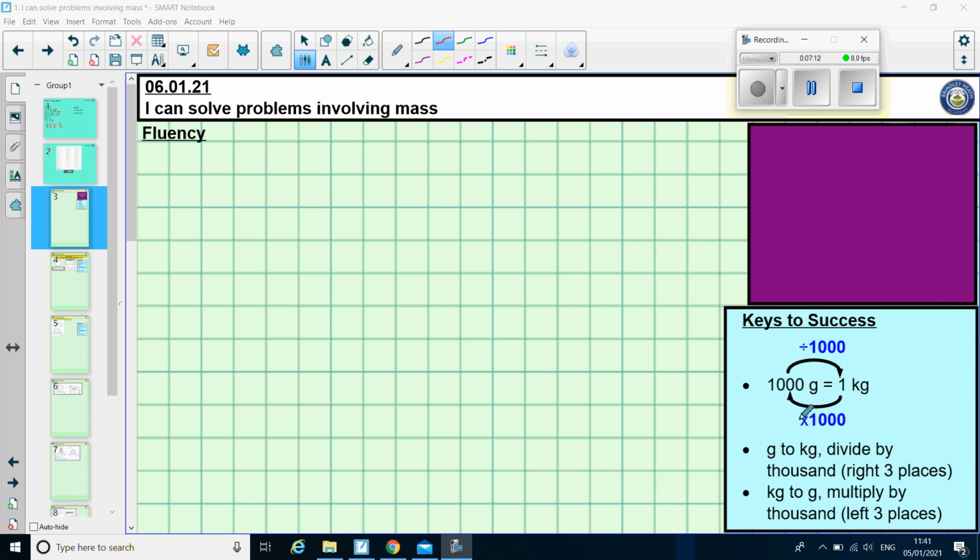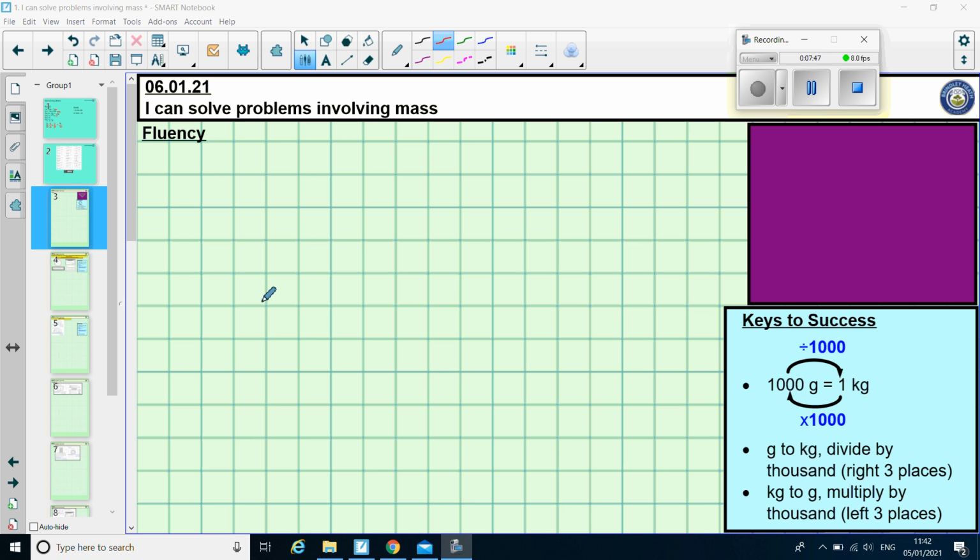Now, down in my keys to success box, I've got a little reminder for you that there are 1,000 grams in 1 kilogram. So if I want to convert something from grams into kilograms, then I need to divide the digits by 1,000 or move them 3 places to the right. If I want to go from kilograms to grams, then I need to multiply the digits by 1,000, so move the digits 3 places to the left.